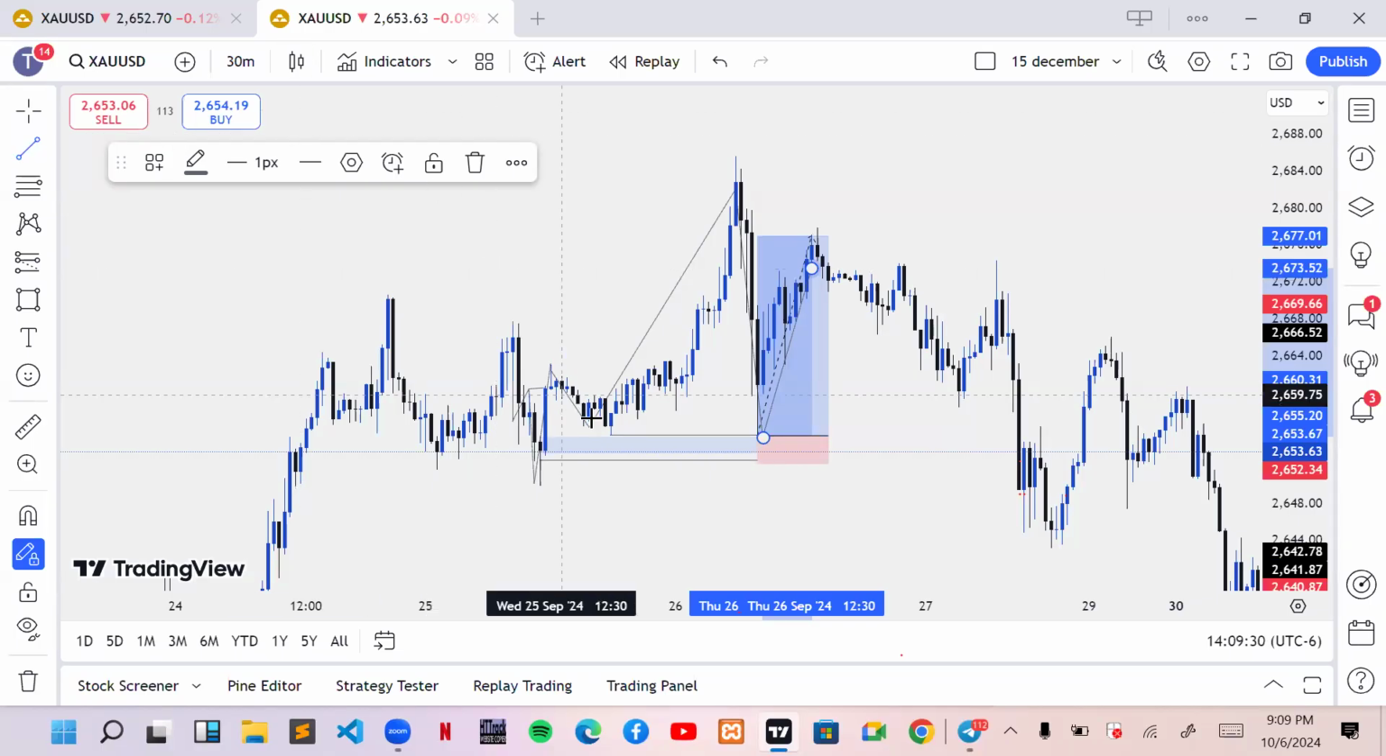I could have marked out this candle as my inducement. I could have marked out this one. Or what was the last one that pushed market to that direction, like the last candle that pushed market to the new direction that it broke out into? That is the one I'm marking out just to make the chart look cleaner.